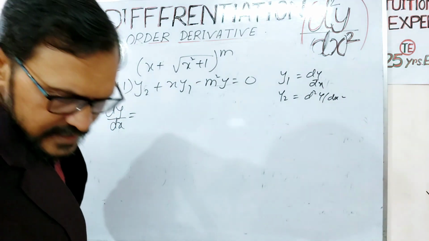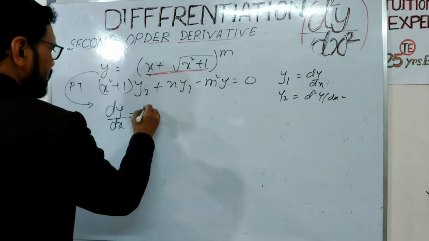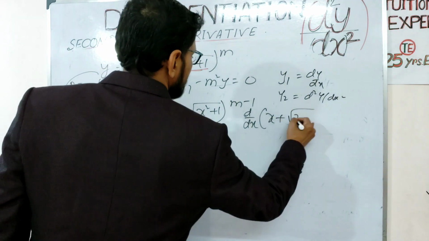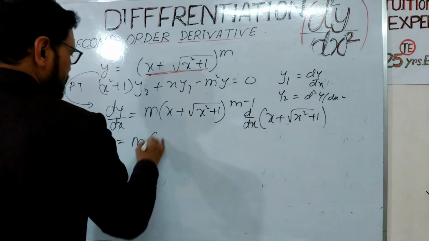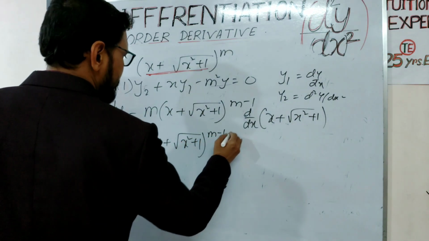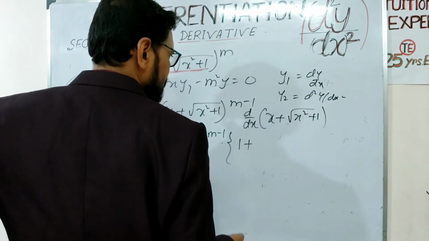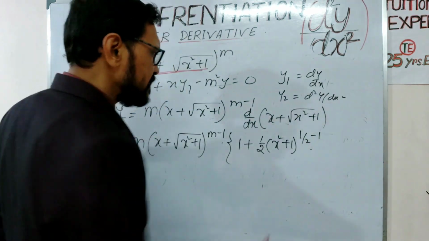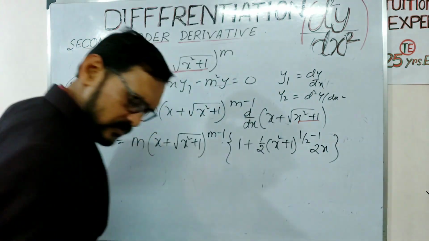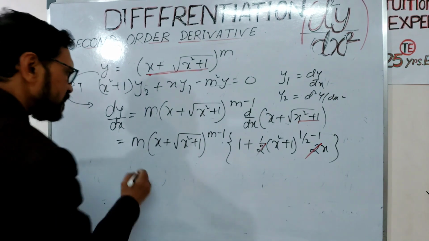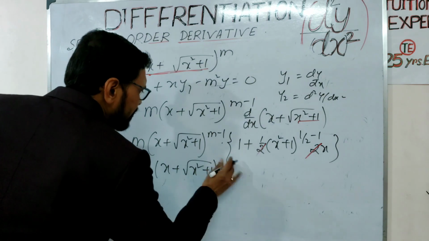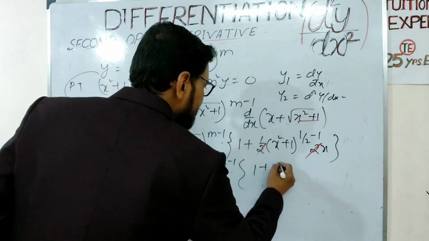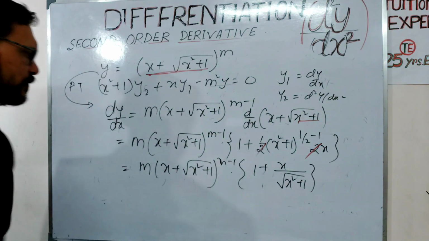Dy by dx equals, by chain rule, this is x to the power n form, so m into, m minus 1 into d by dx of this. Now m into this, the derivative of this is x, the derivative of x is 1 plus, this is x to the power n form, that is half into x square plus 1 to the power half minus 1 into the derivative of this, the derivative of x square plus 1 is 2x. So now 2 cancels, this cancels, so we get, if we simplify this, 1 plus x by root over x square plus 1.